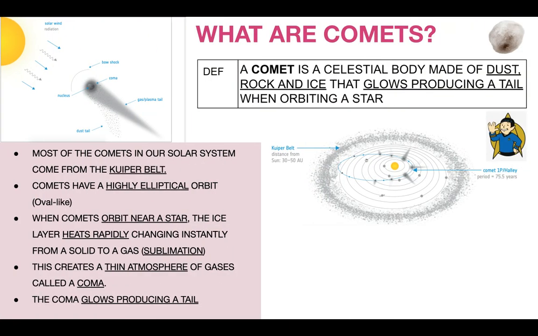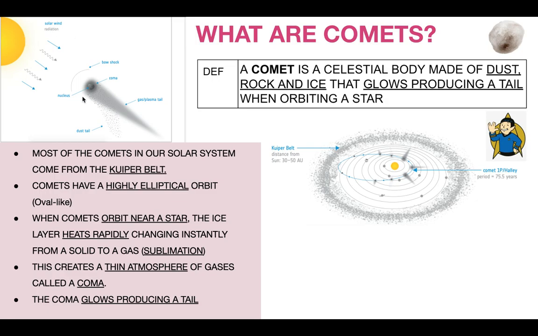So, having seen the video, you probably saw that representation there of a comet. What you would have noticed is that when a comet comes near the sun, it starts to glow with a tail. This glowing tail really is like gas that's reflecting light. So when we define a comet, we say that a comet is a celestial body made of dust, rock, and ice. The outer layer is ice, and it glows with a tail when orbiting a star.